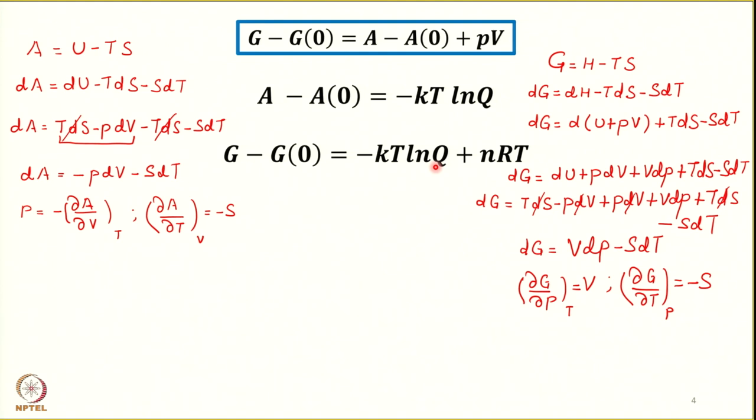Okay, now if we selectively consider only gases, let us say we selectively choose only gases. For gases, PV is equal to nRT. When I write PV is equal to nRT, that means I am assuming that the gas under consideration is an ideal gas. So therefore, if I choose to work with an ideal gas and consider this equation, A minus A0 is minus kT log Q, and I substitute, and then I have plus nRT. In place of PV, I am using nRT.